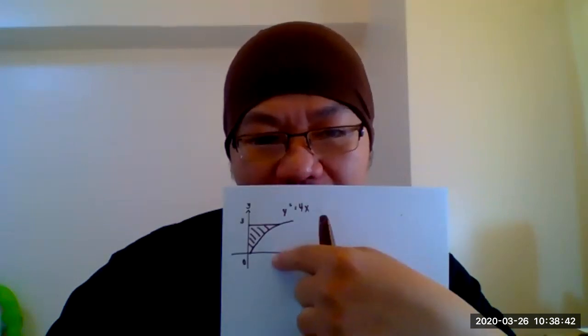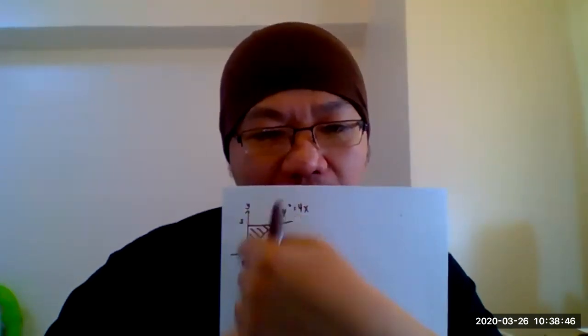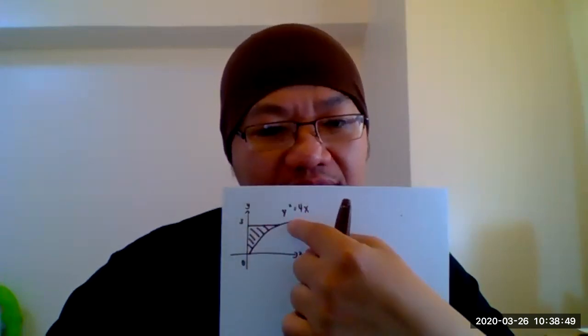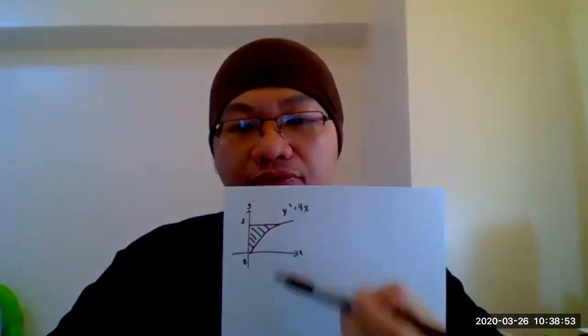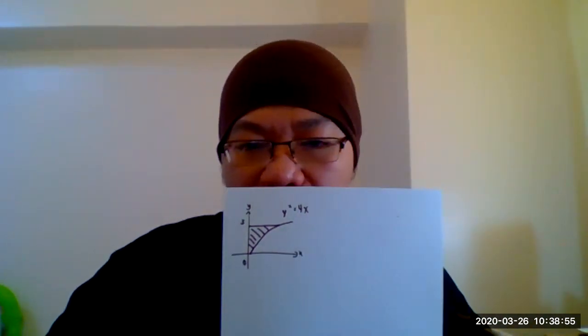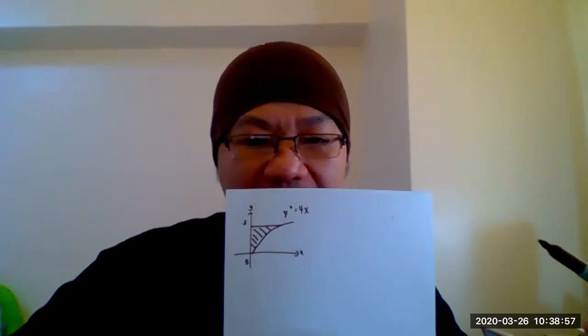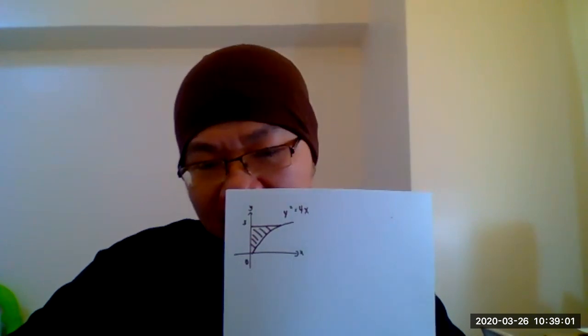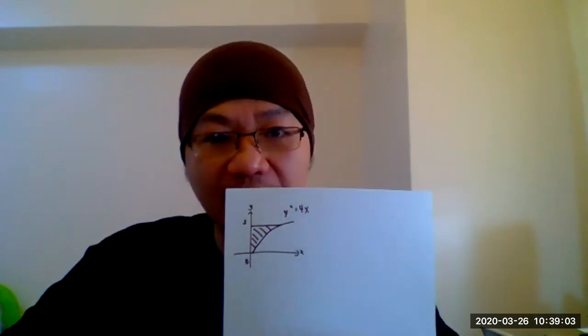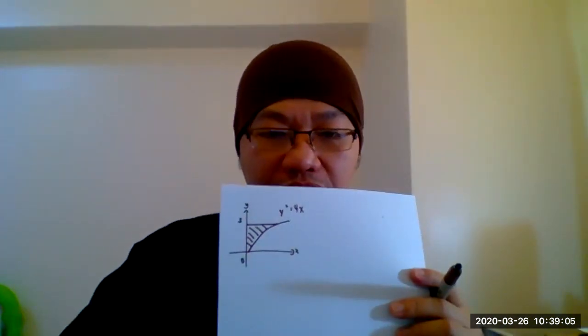Kalau x-axis, dia akan shaded ke bawah. Now, dia shaded pergi ke paksi y. Towards the y-axis. And the curve given is y squared equals to 4x, right? Okay, now how do we find this area? First, we must notice what the shaded region is about, whether it's against the x-axis or the y-axis. That's number 1.